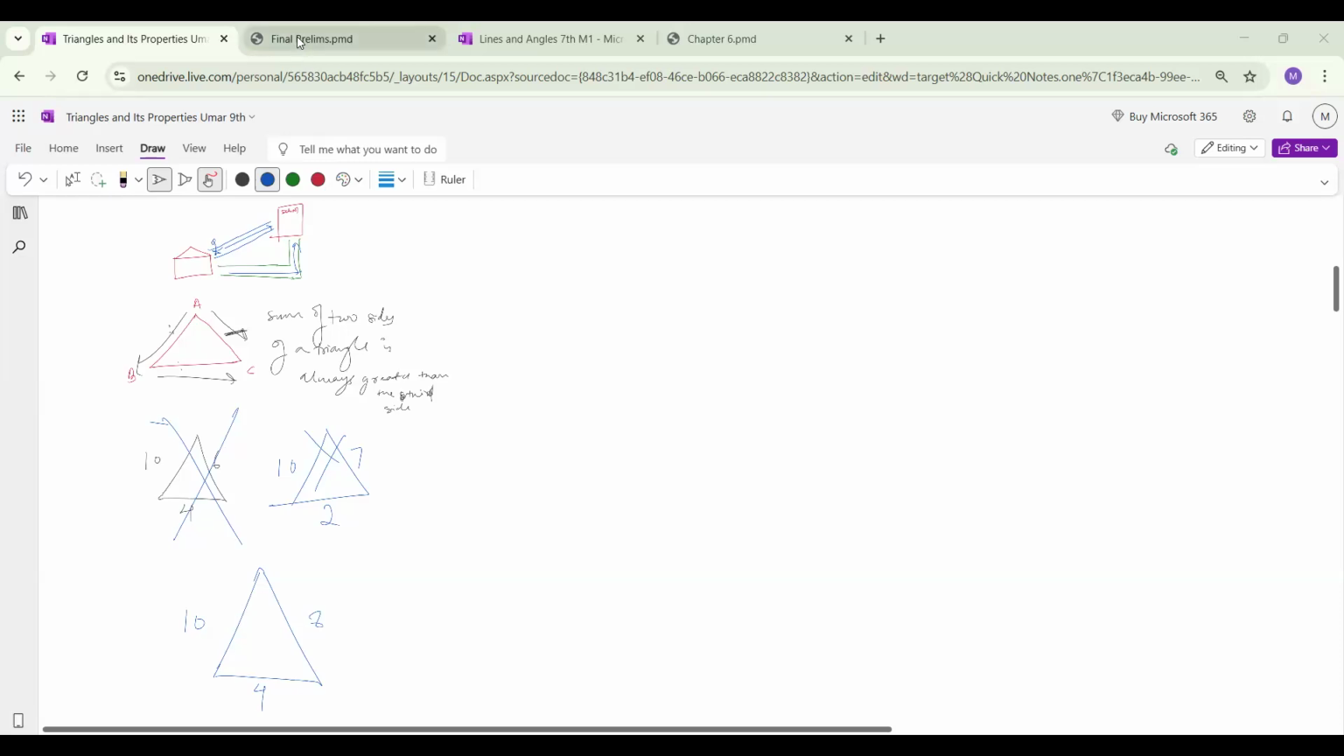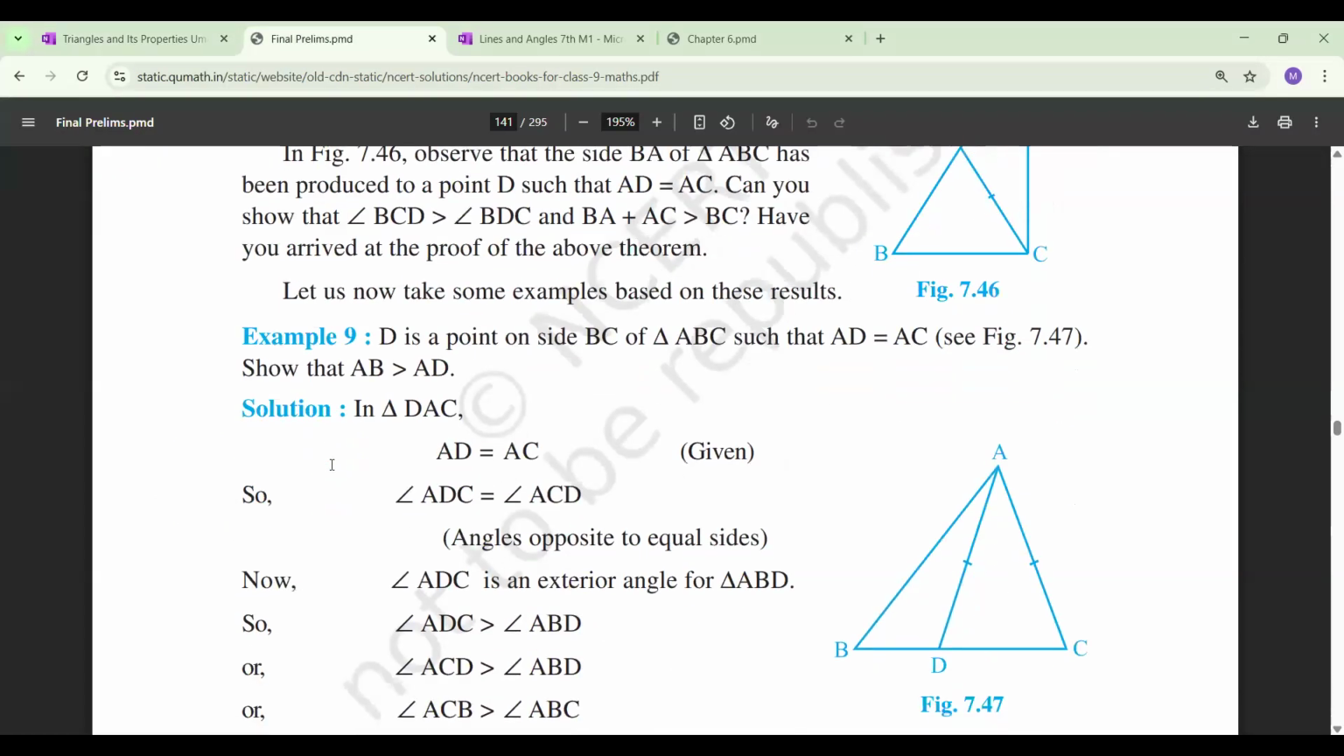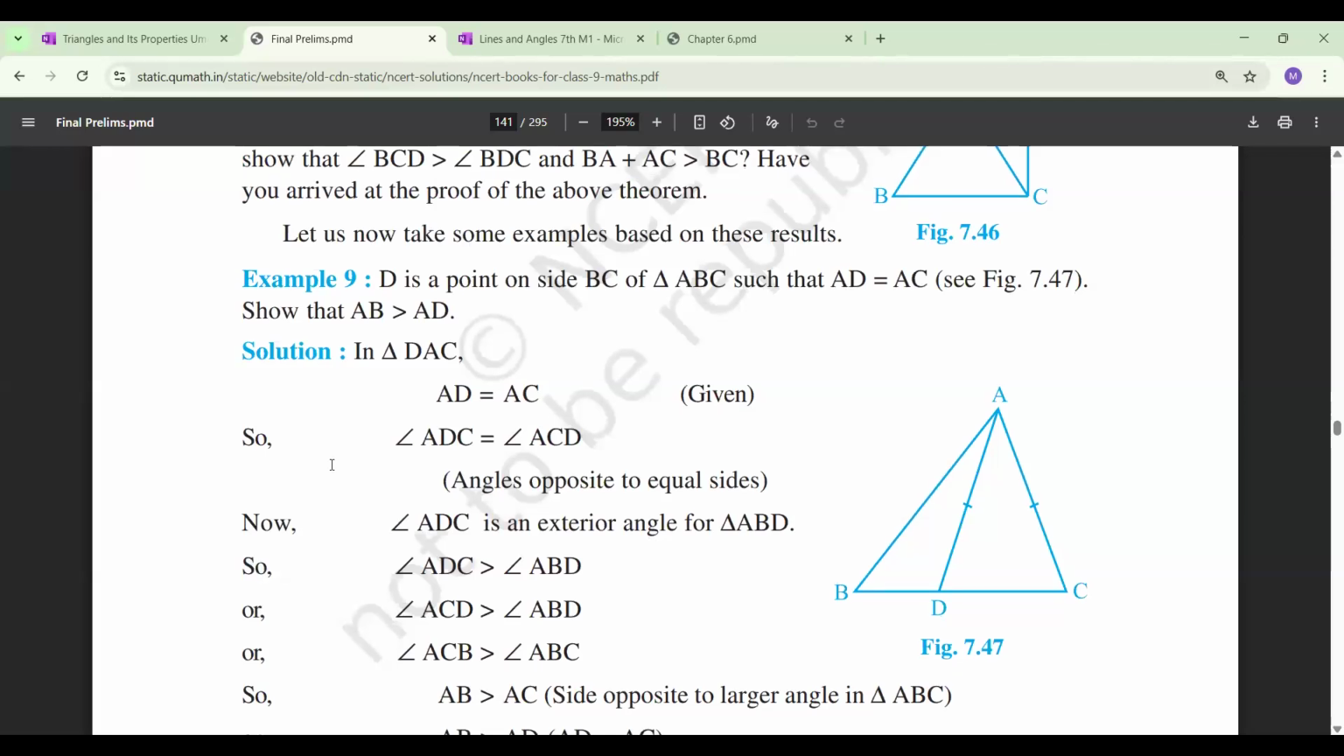Done, sir. Okay. Now they are saying D is a point on side BC of triangle ABC. So we have a triangle ABC, and D. Wait, I'll make it a bigger one. A triangle. Such that AD is equal to AC. Show that AB is greater than AD.